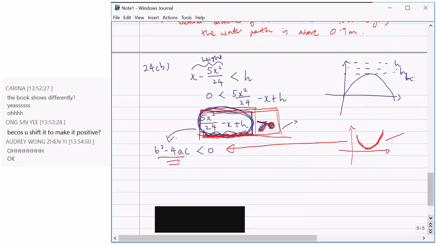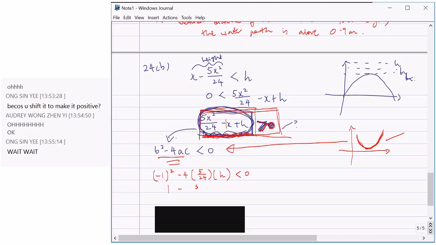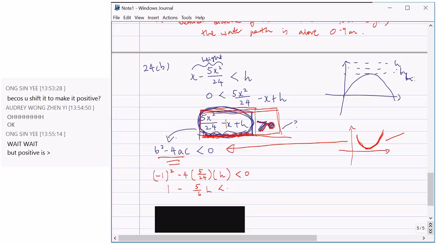Okay, I put in the B, the A, the C. The B is -1. The A is 5 over 24. The C is h. Open up brackets. But positive is bigger than 0.